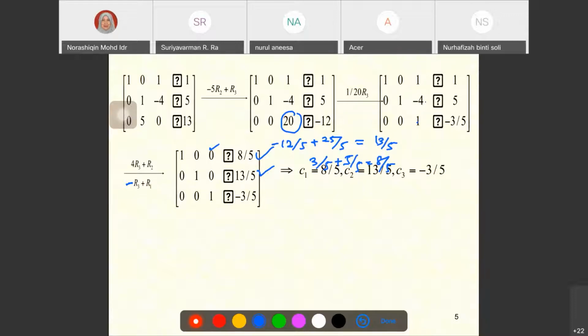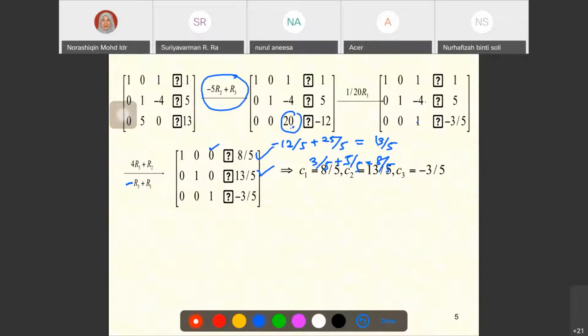Okay, Doctor, if in these work steps, let's say, we take a look at this negative 5 R2 plus R3, after we do, on the third row, we got all 0 is equals to negative 12, like 0, 0, 0, and then negative 12. Yeah. Negative 5 R2 R3. Yeah. Apa you dapat 0? No, Doctor, I didn't get 0.